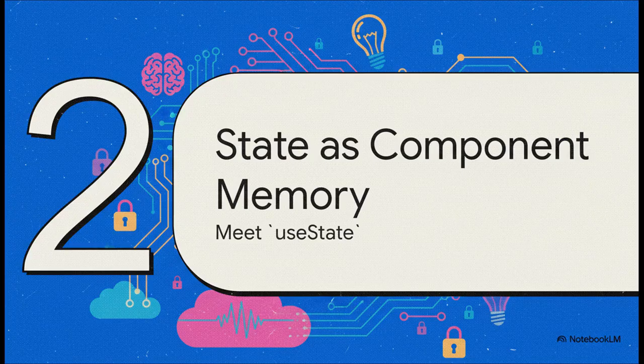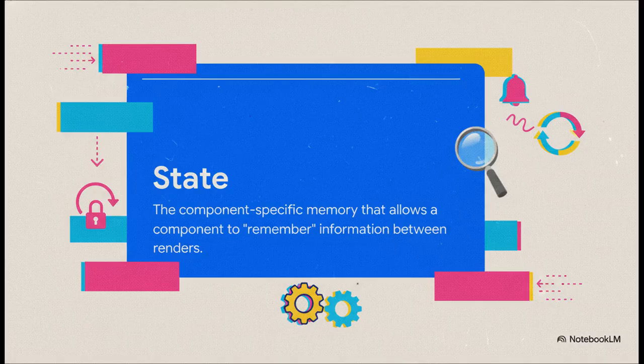Okay, so let's see this new way of thinking in action. We're going to dive into our first core hook, useState. And I want you to try and reframe how you think about state. It's not just data. The best way to think about it is as a component's own personal memory. So you might be asking, why can't I just use a regular let or const variable? And that's a great question. It comes down to two big problems.